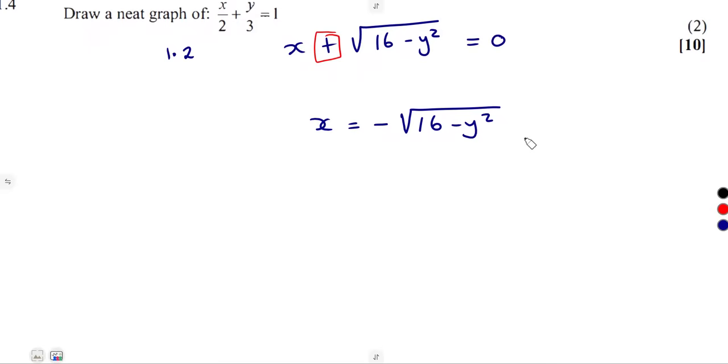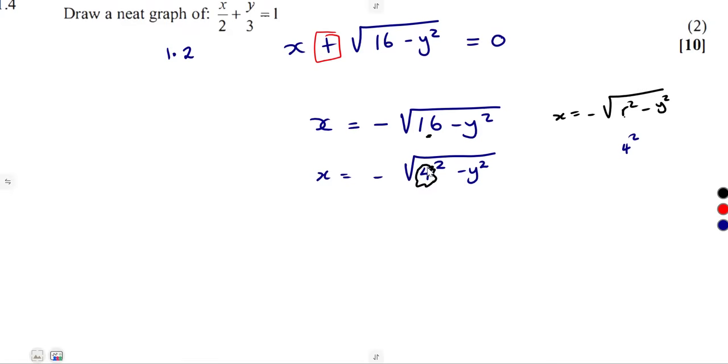Remember, in this presentation or the format that we are given here, what we just need is to know the radius from our r squared. So 16 is same as what? 4 squared. So this part could have been written as minus the square root of 4 squared minus y squared, where the 4 represents what? The 4 represents our radius. So our radius of the semicircle is 4 units. Take note, x is equal to minus, it is to the negative of x.